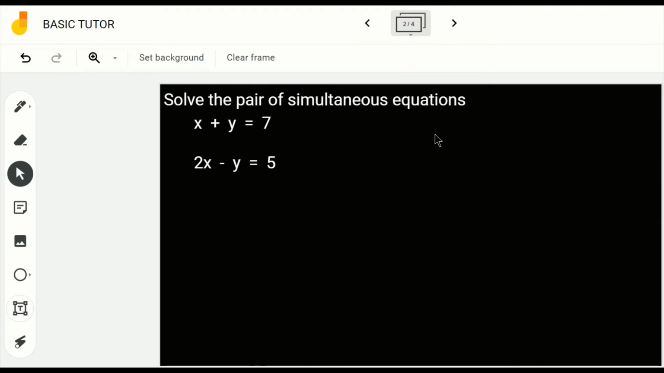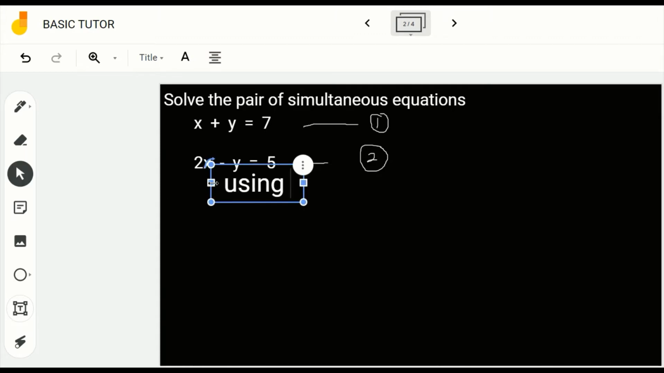So, to solve simultaneous equations, remember again that we are given two equations. This can be called our equation 1, and we call this equation 2. Okay, so today we shall be solving the equations using the substitution method.